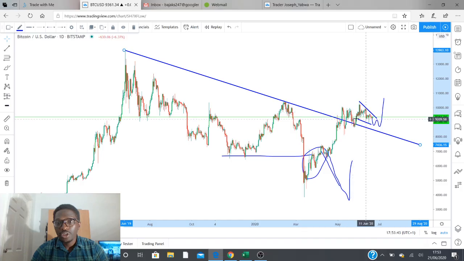And this is the kind of consolidation you're looking for. So expect Bitcoin to rally very soon. So let's move on to the next one.